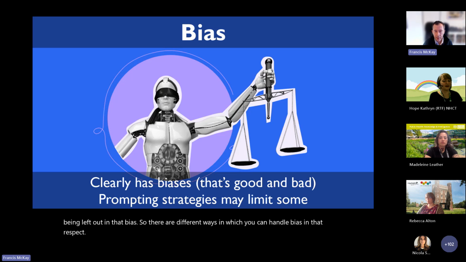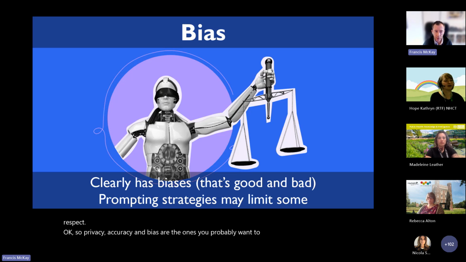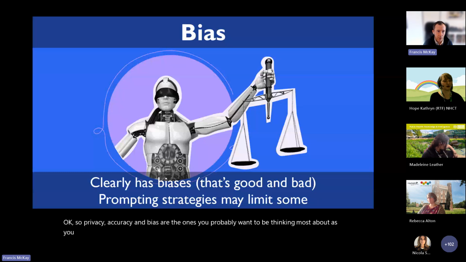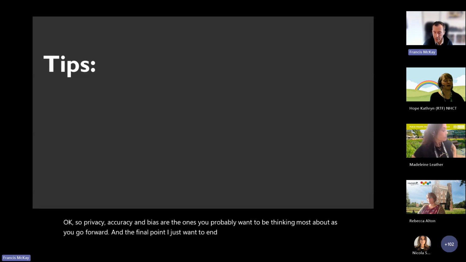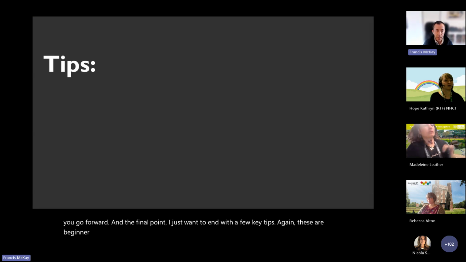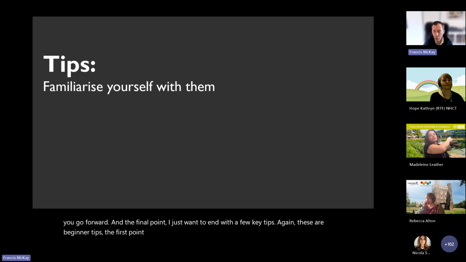Okay, so privacy, accuracy, and bias are the ones you probably want to be thinking most about as you go forward. And the final point, I just want to end with a few key tips. Again, these are beginner tips. The first point is just to familiarize yourself with them.